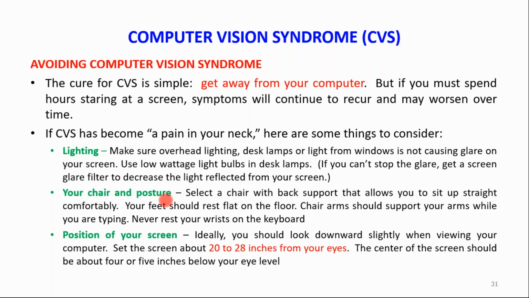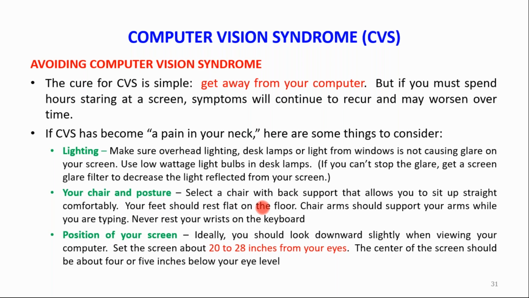Then your chair and posture. Select a chair with back support. It is going to avoid back pain also, and it is going to maintain the distance between the monitor and your screen.